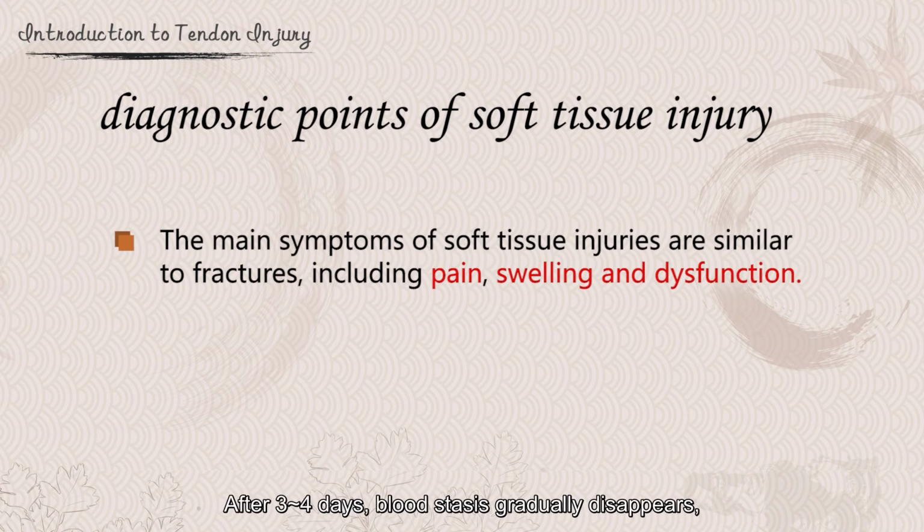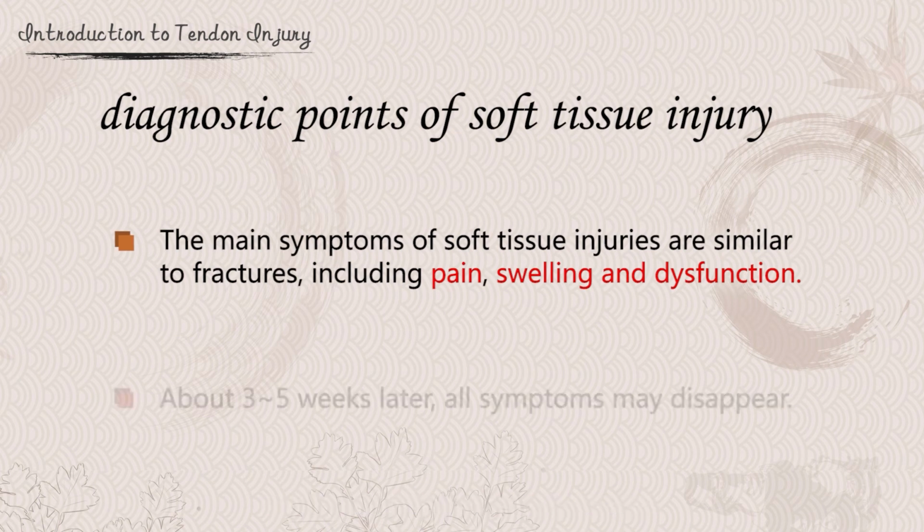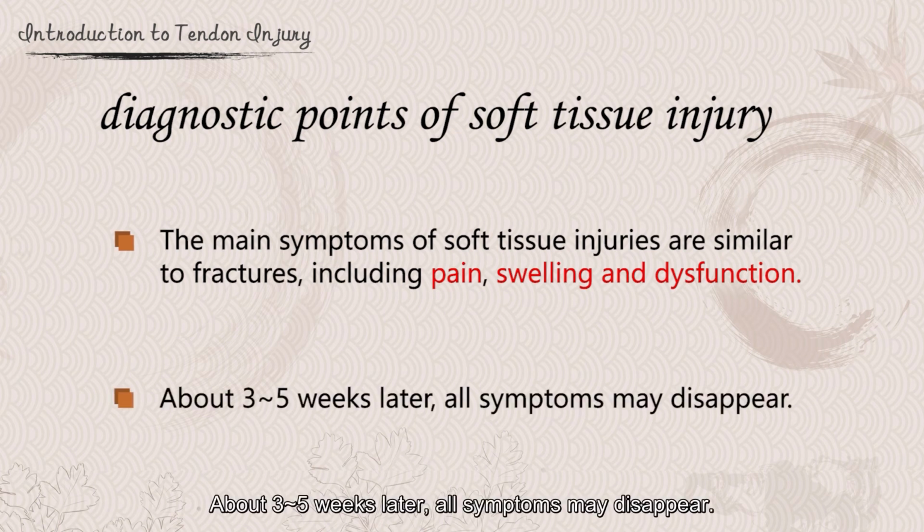After 3 to 4 days, blood stasis gradually disappears. Swelling is partially subsided, with the color changed from bluish purple to yellow. 2 weeks later, the stasis and swelling are partially subsided, the color of the ecchymosis turned yellowish brown, and pain is also gradually decreased. About 3 to 5 weeks later, all symptoms may disappear.